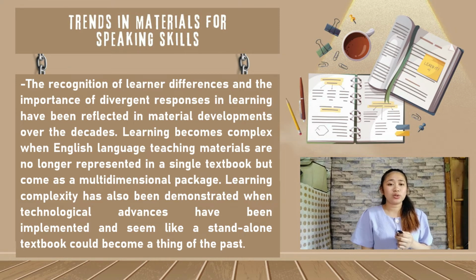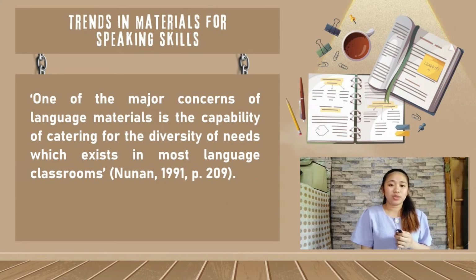Learning complexity has also been demonstrated when technological advances have been implemented, and it seems like a standalone textbook could become a thing of the past. Since the classroom environment is often not homogeneous but mixed to some degree in linguistic proficiency, interpersonal skill, age, academic background, gender, personality, language aptitude, learning styles, and other factors, according to Nunan 1991, one of the major concerns of language materials is the capability of catering for the diversity of needs which exist in most language classrooms.